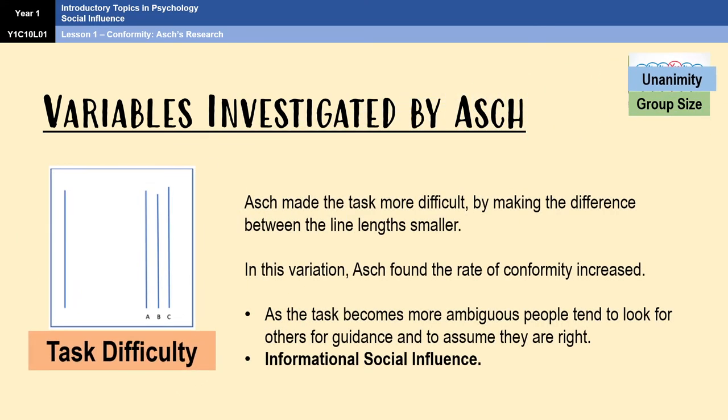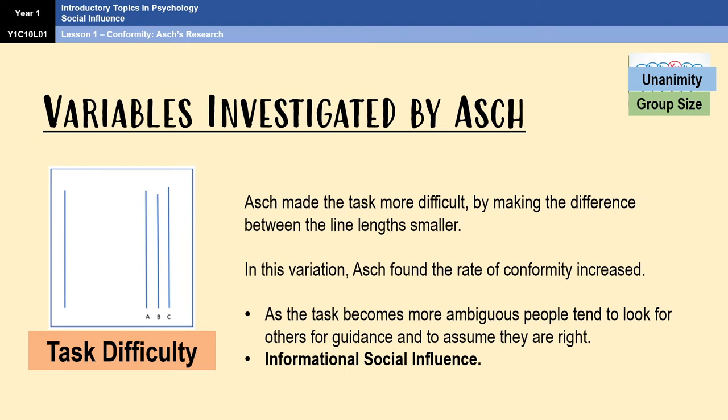Have the task difficulty variation where Asch made the task more difficult by making the difference between the line lengths smaller and therefore harder to make out. Not impossible to make out, just slightly harder than the original. Okay, and in this variation, Asch found that the rates of conformity increased.